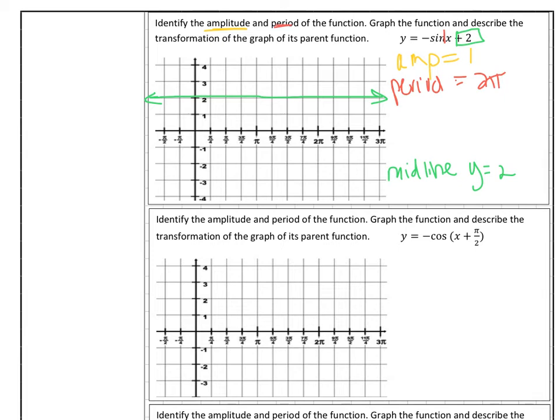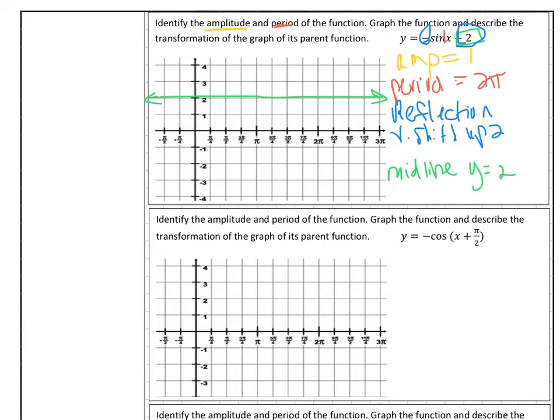So I know where my graph is going to shift up to. And then the last thing is to look for the transformation. So we've got ourselves a reflection and a vertical transformation up 2. So I'm going to write that down for my description. I'm going to have a reflection and then a vertical shift up 2.